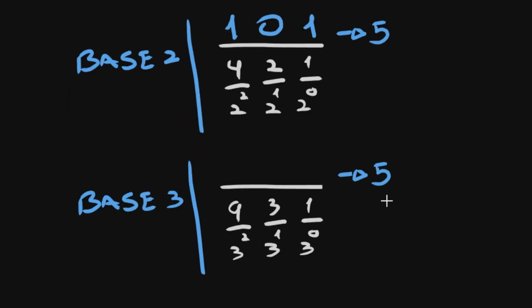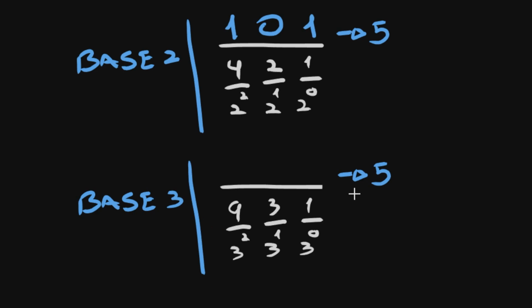Now we can also represent a 5 in base 3, and the logic is the same. For the position 0, we are taking 3 to the power of 0. This is 1. For position 1, we are taking 3 to the power of 1. This is 3. For position 2, we are taking 3 to the power of 2. This is 9. And so on. We could continue with this.